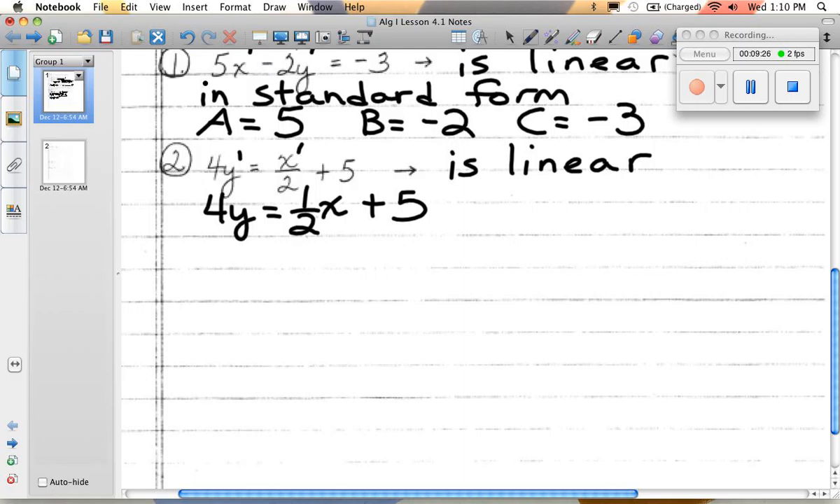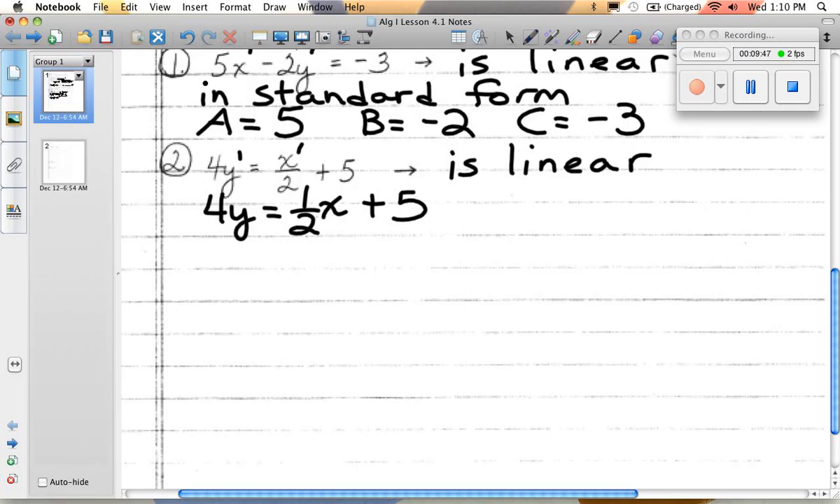So see, x and y are being multiplied. They're both to the first power. Even though x is being multiplied by 1/2, that's nothing to do with the power. Okay, is it in standard form then? No. Okay, so what do we have to do? How are we going to get it in standard form? What has to be true?